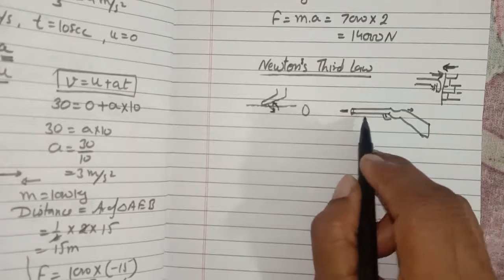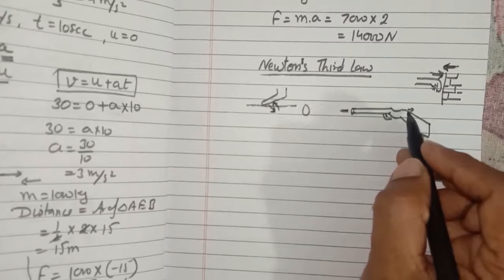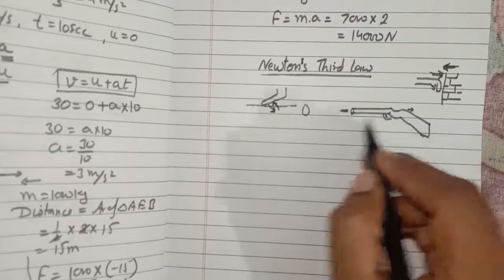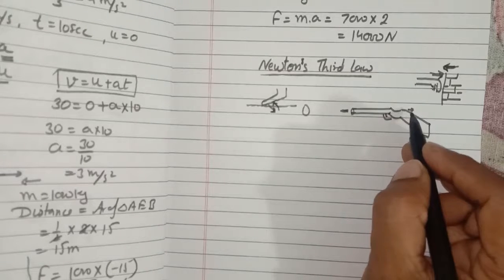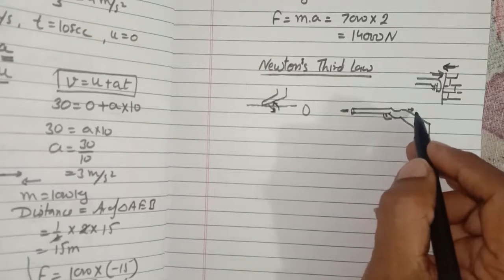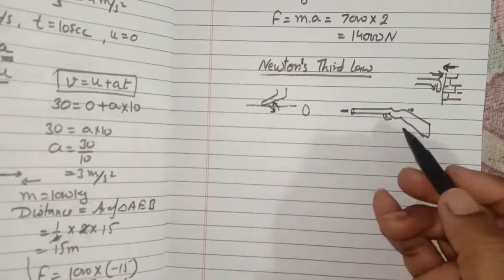So the question is, why does a gun recoil? Gun recoil means the gun feels a force in the backward direction. If the bullet is fired from the gun, the gun also feels a force in the backward direction. So again, it is due to action and reaction.